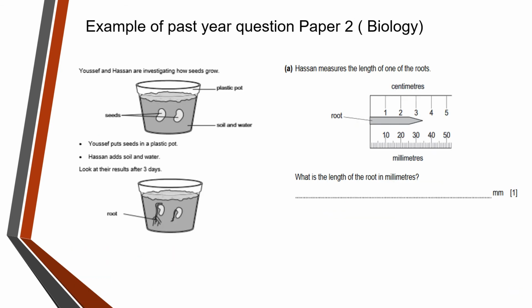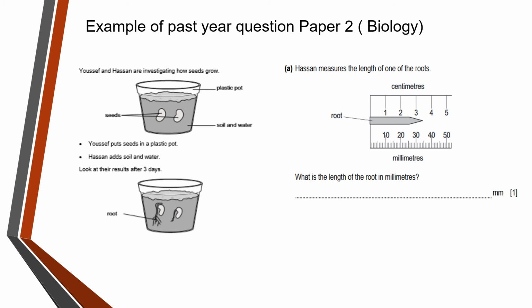Now moving on. Example of past year question, paper 2, biology. Now, Yusuf and Hassan are investigating how seeds grow. So, look at the diagram. It has got soil and water, seeds, and a plastic pot. Yusuf puts seeds in a plastic pot. Hassan adds soil and water. Look at their results after 3 days. I can see that after 3 days the root has grown on both the seeds.